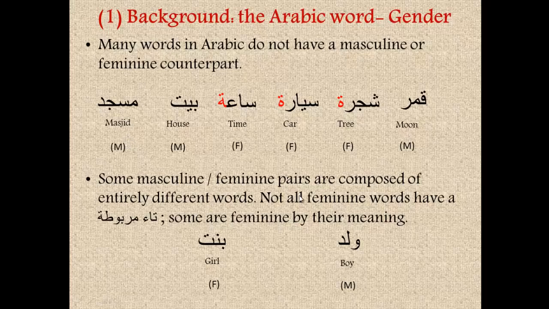Some masculine-feminine pairs are composed of entirely different words. For example, the word walad, which means boy, has the opposite, namely girl or bint in Arabic. But notice how we did not add a tam al-buta to walad to get waladah. It's just bint. And not all feminine words have a tam al-buta. Some are feminine by their meaning. Again, the word bint does not have a tam al-buta at the end, but it is feminine because we understand that the word is feminine by meaning.